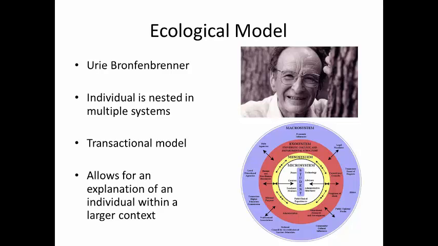So here in this model you can see that the student is at the center and that the student is nested in the microsystem, which is nested in the mesosystem, which is nested in the exosystem, and nested in the macrosystem. Urie argued that the individual was influencing these environments as much as these environments were influencing the individual. So we talk about this relationship being a transactional relationship, or bidirectional. So his model was a transactional model.